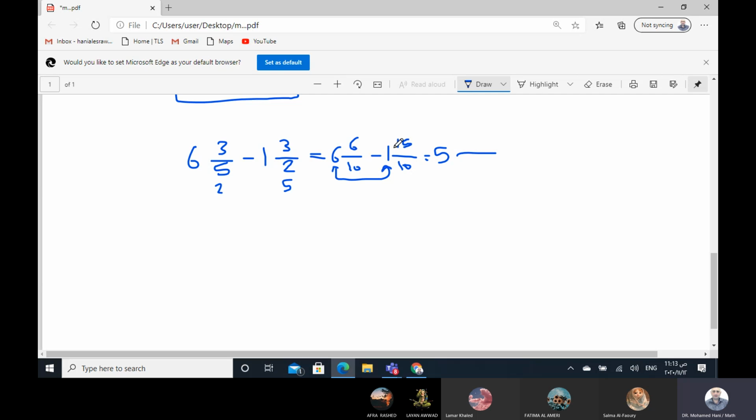Then here we have 6 minus 15. 6 positive, 15 negative. So take the sign of the bigger number, minus. Then 15 minus 6 will be 9, over the same denominator, 10. Now minus divided by positive, minus multiplied by positive, minus. So the final answer will be minus 5 and 9 over 10.